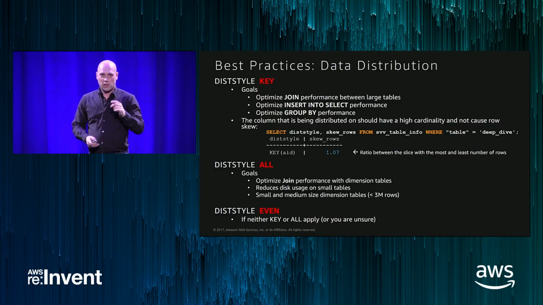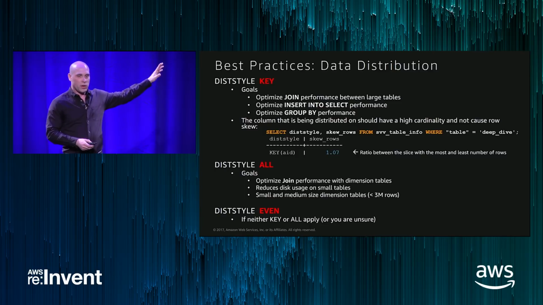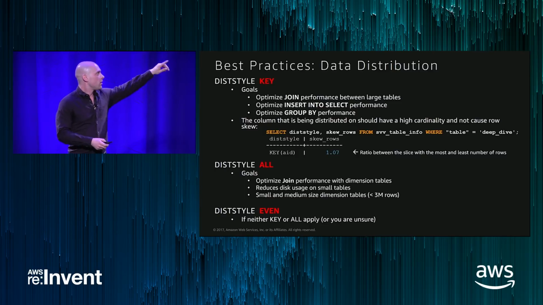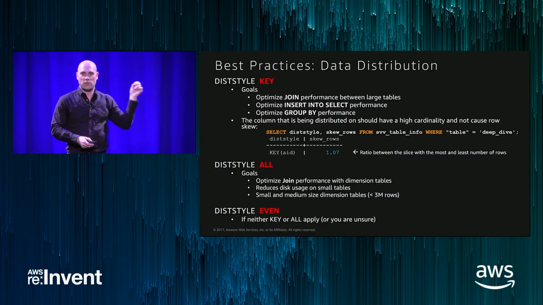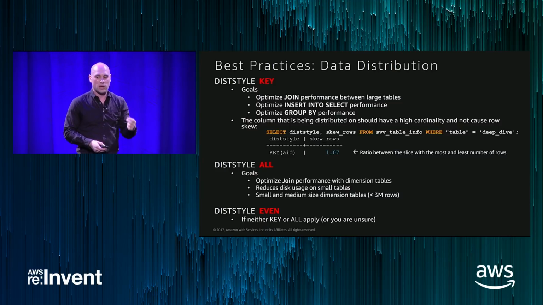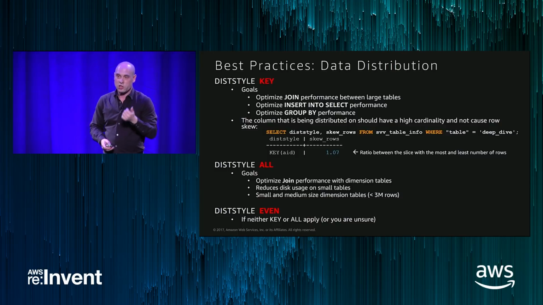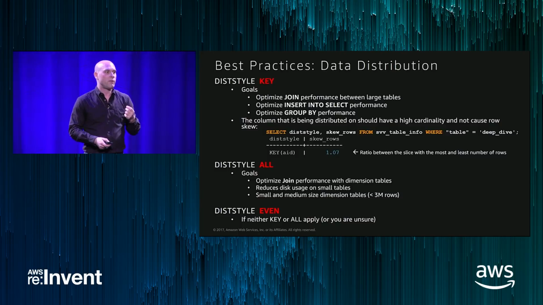Now, there is one thing that you do, I mentioned, obviously the skew. How do you figure that out? That skew, this is the query in the system table, SVV_TABLE_INFO, and it's called skew_rows. Ideally, that value should be somewhat close to 1.